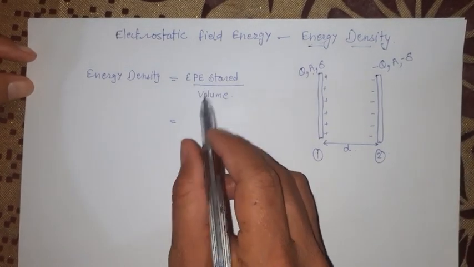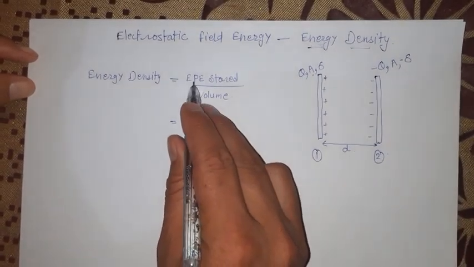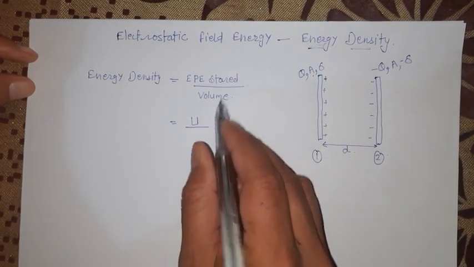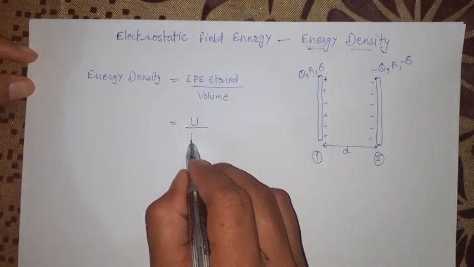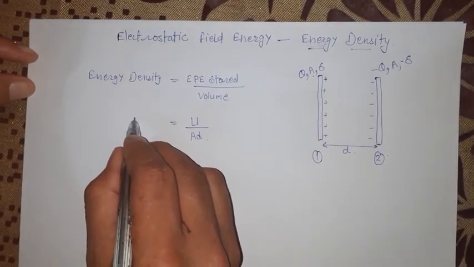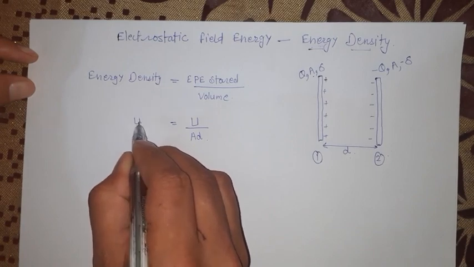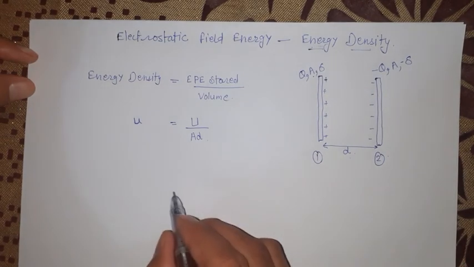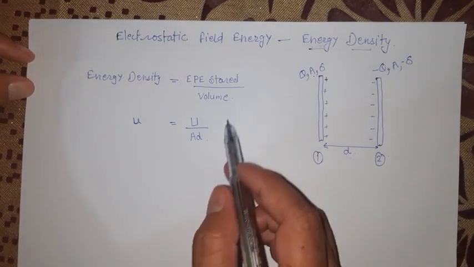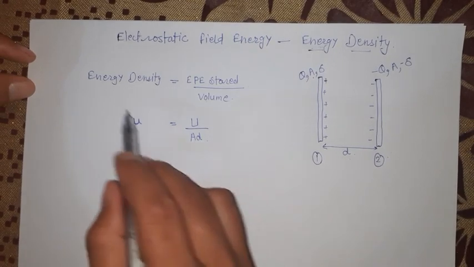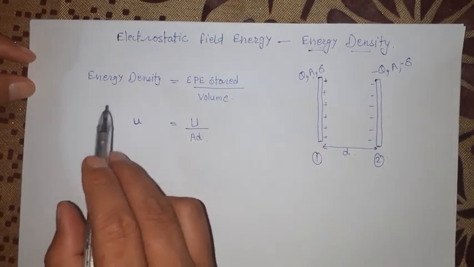So the electrostatic potential energy is given by capital U upon the volume, and the volume is given as A into D. This is what energy density is. You will find that energy density is written by small u. So the electrostatic potential energy stored in a unit volume is said to be energy density.